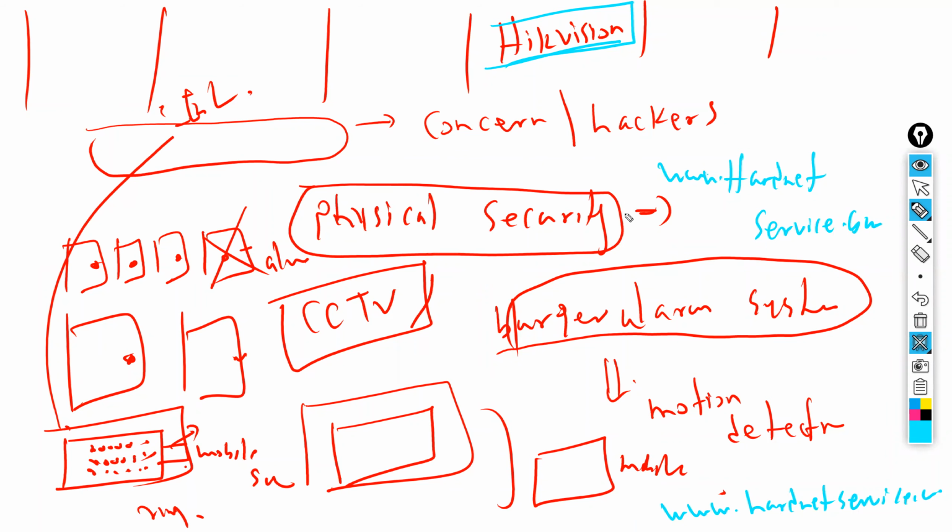So you should know, this Hikvision, and there's another one, Wolf Guard. That is also famous. In Sri Lanka, Wolf Guard is famous for burglar alarm systems.